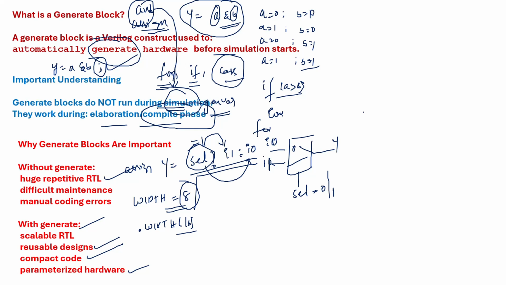For that we have different types of macros, tick include files, and compiler directives are also there, and defparams are also there. Okay, define and params, all these things will be implemented.